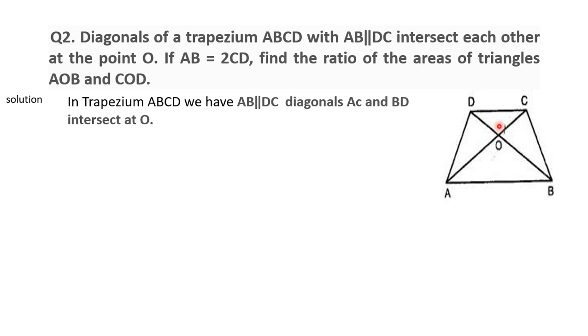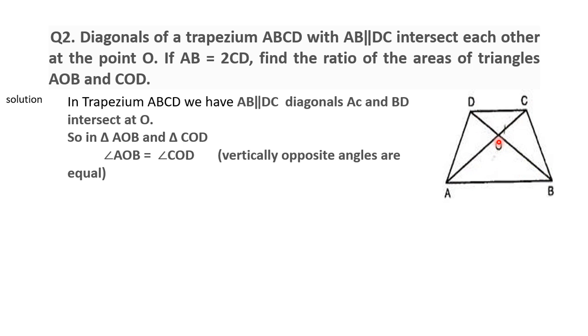Now we take the two triangles of this trapezium and we prove the two triangles which we are taking are similar triangles. So let's take triangle AOB and triangle COD. Now in these two triangles, as AC and BD are the diagonals and they intersect each other at point O, the vertically opposite angles formed, angle COD and angle AOB, are equal, so we can write angle AOB is equal to angle COD.